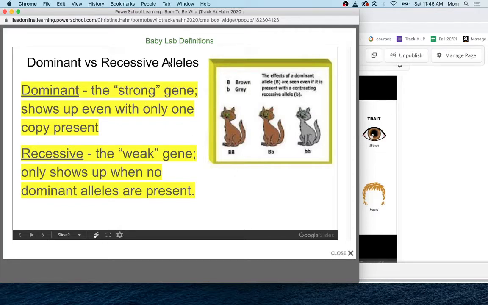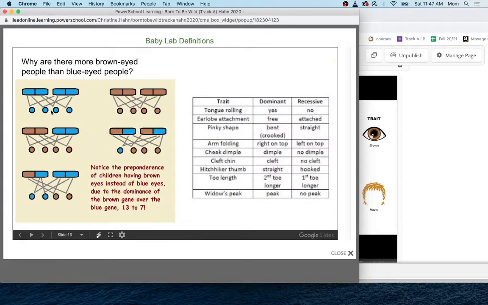Now, alleles can often be dominant or recessive. When they're dominant, they show up. So if brown is dominant, we write it as a capital letter, and it's always going to show up. Whenever there's a big B, that cat is going to be brown. Recessive will only show up if there's no dominant. If there are only two recessives, then it will look like the recessive allele. But if there's one of each, the dominant one is going to show up and the recessive one is going to hide. So here are some examples.